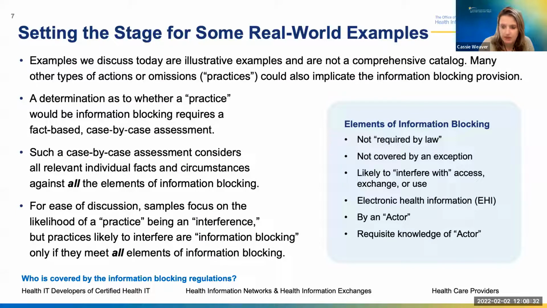We also have a reminder here of the elements of information blocking, which I'll quickly go over as a reminder. In order for a practice to be considered information blocking, it must not be required by law, not be covered by an exception. It must be likely to interfere with or actually interfere with the access, exchange, or use of electronic health information. The practice must be undertaken by an actor, which is a healthcare provider, a health IT developer of certified health IT, or a health information network or health information exchange. And that actor must also have the requisite knowledge, which for healthcare providers is that they know the action was unreasonable and is likely to interfere with such access, exchange, or use.